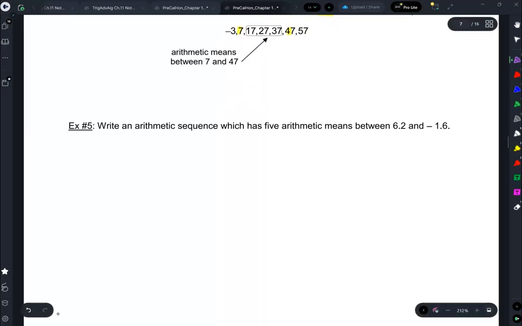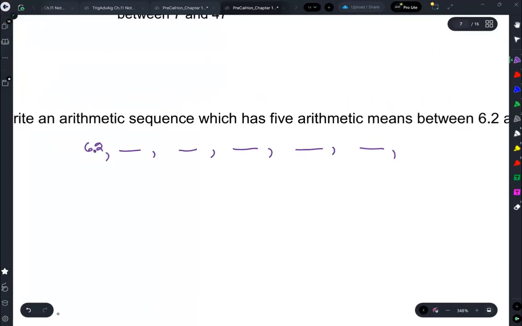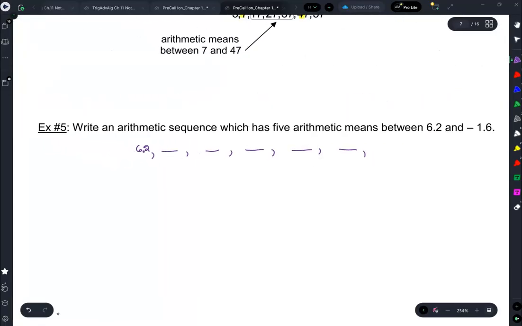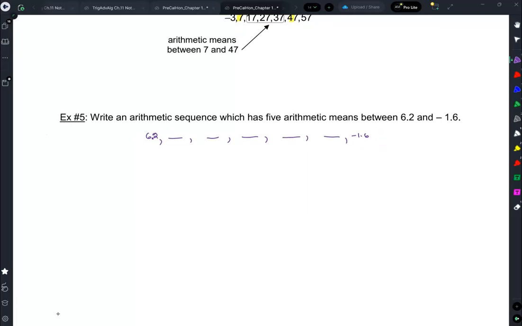Okay, so let's see. Write an arithmetic sequence which has 5 arithmetic means between 6.2 and negative 1.6. So the sequence is going to look like this. You have 6.2 and then 5 numbers, and then negative 1.6. Okay? It comes down to subtracting and dividing by 6. And then if you want to show your method formally, you're just going to put it into that formula that has become like the Bible for this lesson, right?